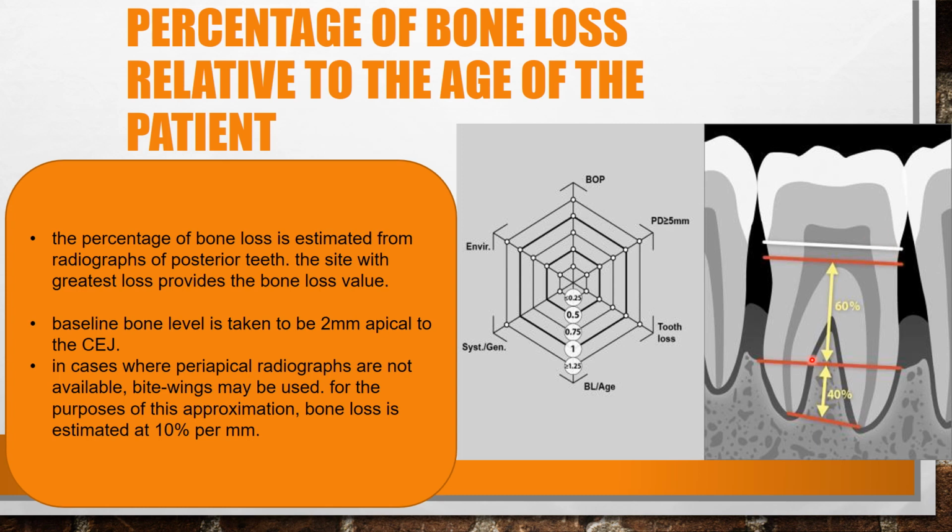The percentage of bone loss is estimated from the radiographs. So we need the radiographs to find out the percentage of bone loss in relation to age. The baseline is 2 mm apical to the CEJ, and in cases where periapical radiographs are not available, bitewings can be used, and it is estimated at 10% per mm. The values given are 0.25, 0.5, 0.75, 1, 1.25. Up to 0.5 is the low risk category, up to 1 is moderate risk, and greater than that is high risk. This is the percentage of bone loss related to the age of the patient.